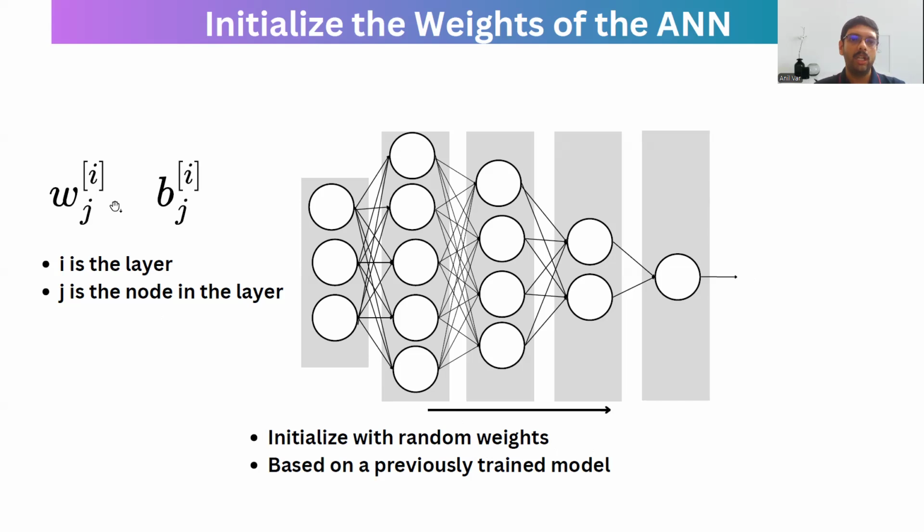Now, typically, because you have a number of layers, you see nomenclature like this, where each layer you indicate with this upper I, and so that indicates it's the weight for layer I, and then J indicates which node it is. So W11 would be node 1, layer 1.